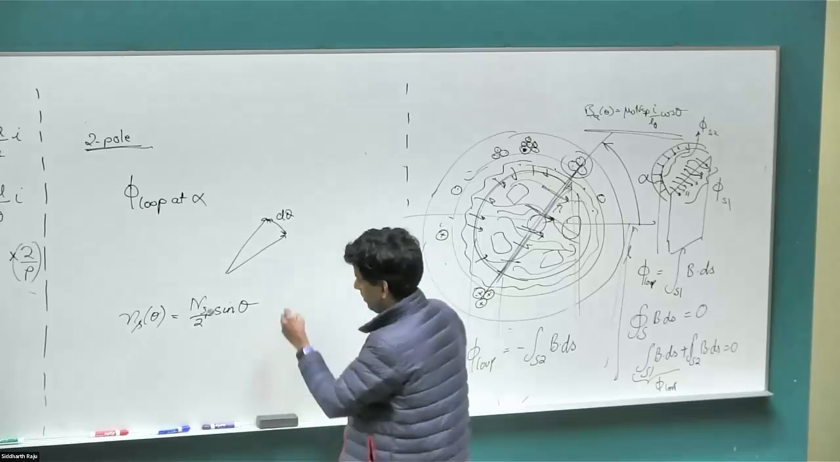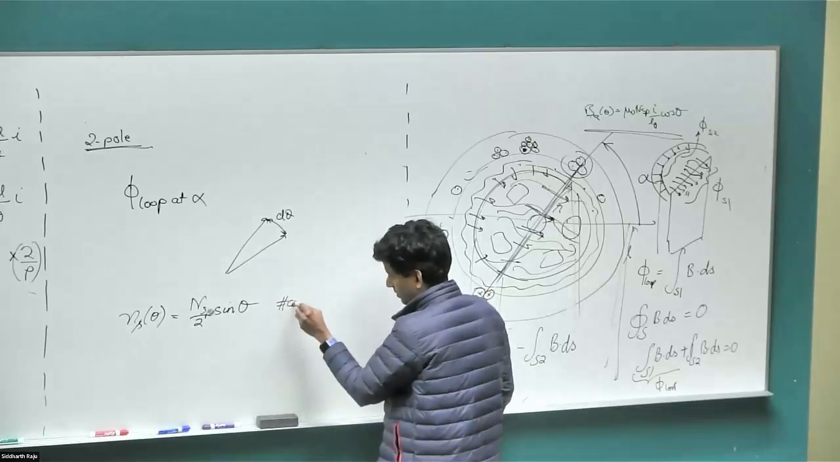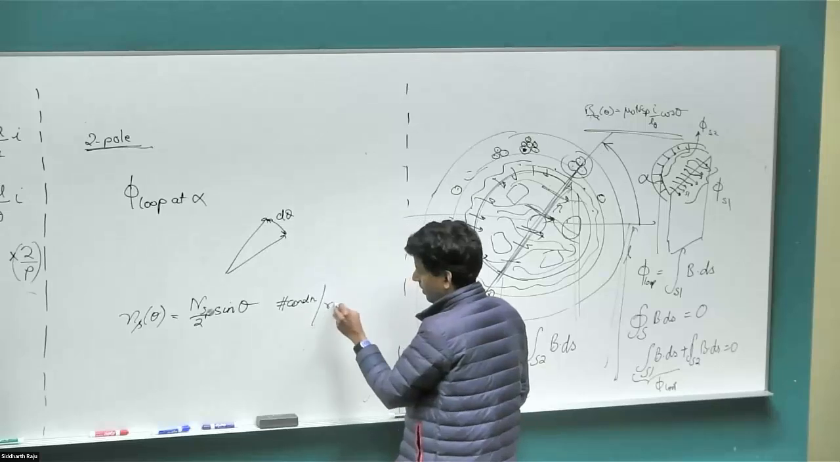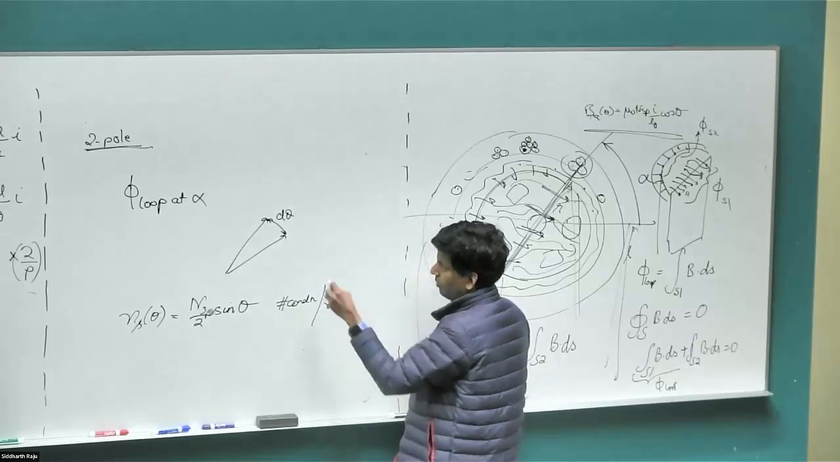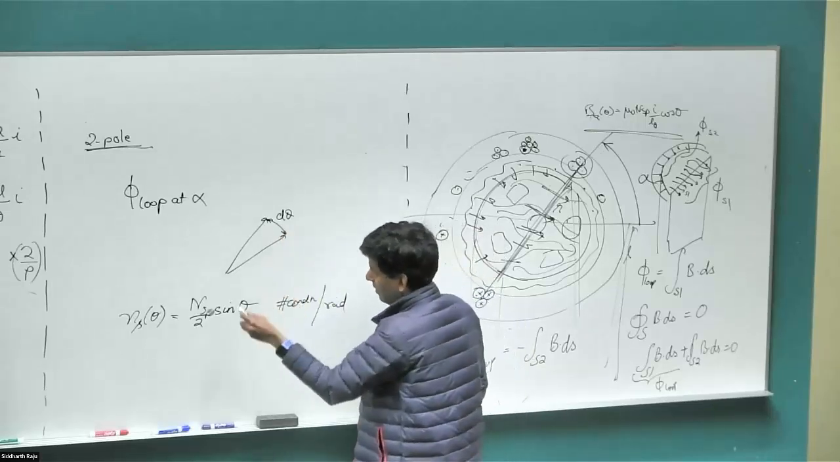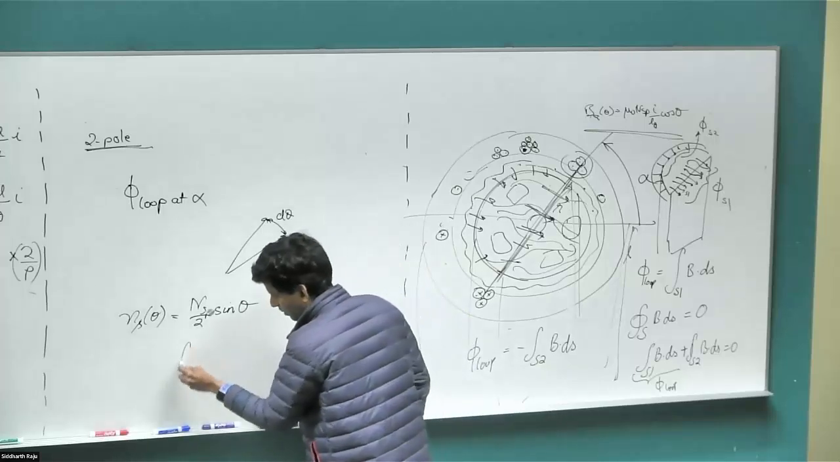So this is the conductor density, the number of conductors per radian. If I want to figure out the number of conductors that need to be in some particular angle, then I just need to integrate it.